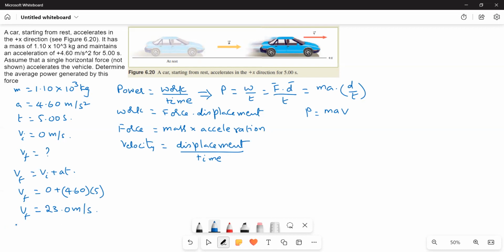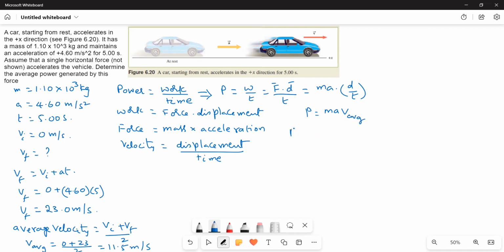Now we have to take the average velocity. Average velocity is equal to Vi plus Vf by 2. Therefore, V average is equal to 0 plus 23 by 2. So this is equal to 11.5 meters per second. V average is equal to 11.5, because we have to use the V average.